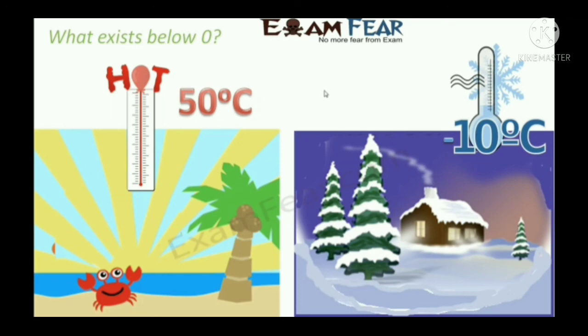So here you encounter negative numbers. And what do you observe? That when the temperatures become very, very low, the temperature is denoted by negative numbers. And when the temperature is quite high, it is denoted by positive numbers. So these examples prove that yes, negative numbers do exist, and negative numbers exist below zero. Right? So this is one very common example.